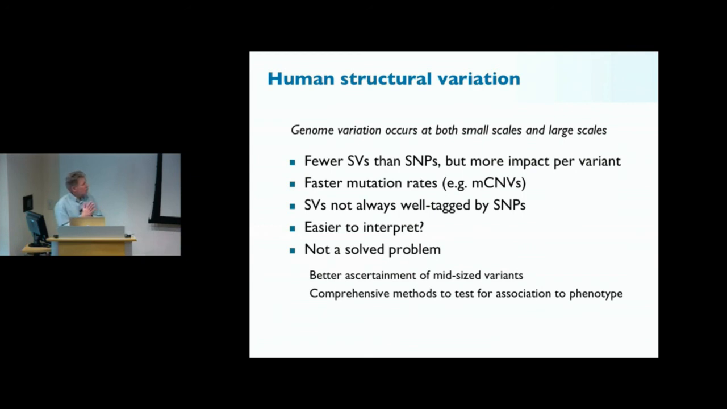And there's, of course, more we could do. New technologies would help a lot, including these error-free long read technologies. And especially it would help with things we struggle with today, which is better ascertainment of these kind of mid-sized variants from Illumina sequencing, and maybe the cost of PacBio sequencing.